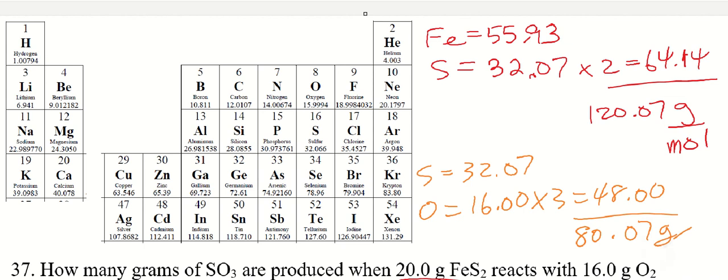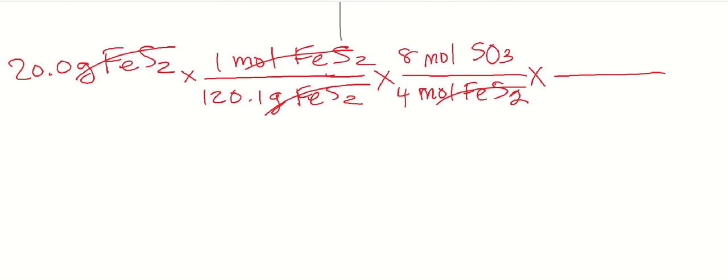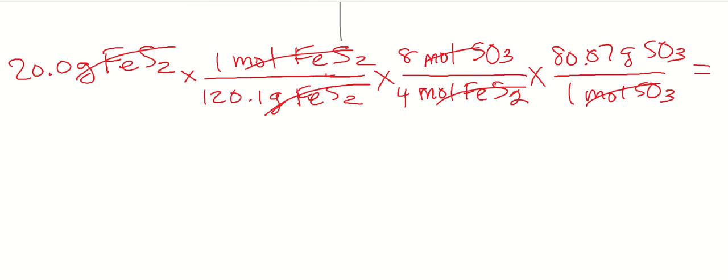80.07 grams per mole for SO3, sulfur trioxide. 80.07. All right, 80.07 grams of SO3 per 1 mole of SO3. That's called molar mass. All right, cancel those units out and let our calculator do the rest.